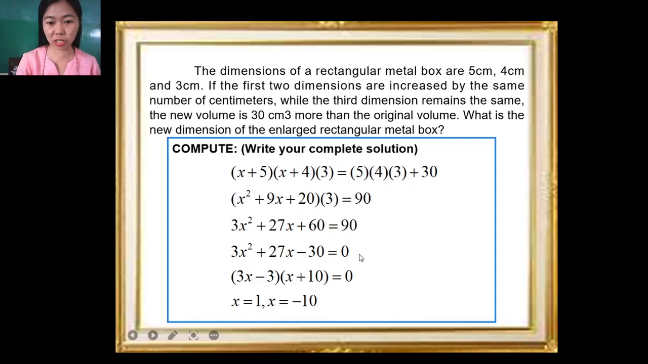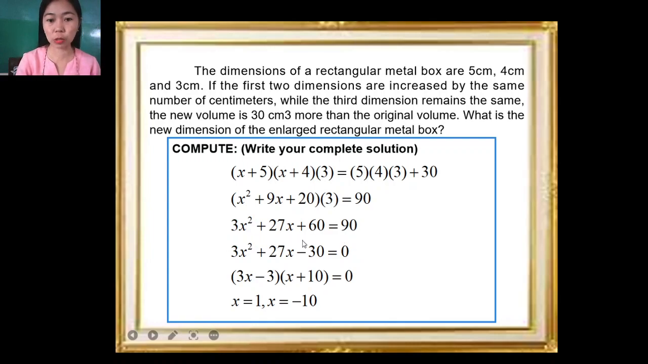And isusulat natin siya in standard form. Yung right side, make it 0. Meaning we are going to subtract both sides by 90. 3x squared plus 27x plus 60 minus 90 equals 90 minus 90. So, subtraction property of equality.